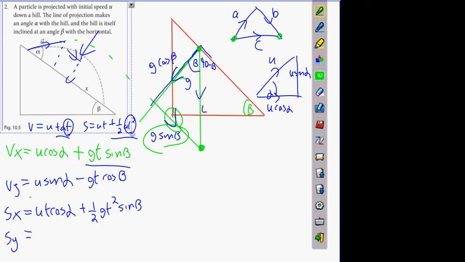What about the sy, guys? Anybody tell me what the sy equation is? Ut sine alpha, yeah. After that? Minus a half. Being able to make these, believe it or not, is a pass mark in this question. Just being able to make them.